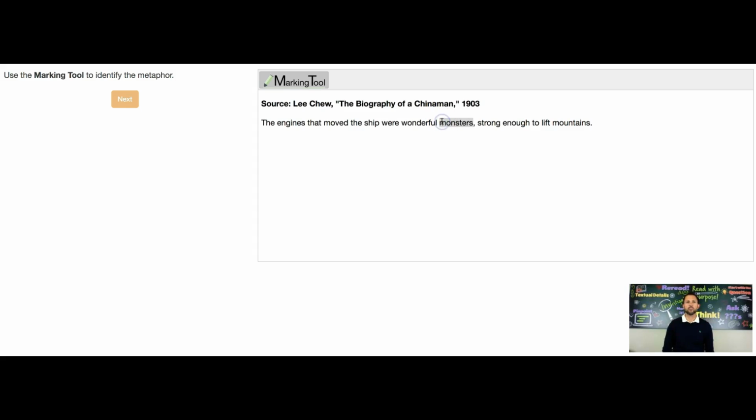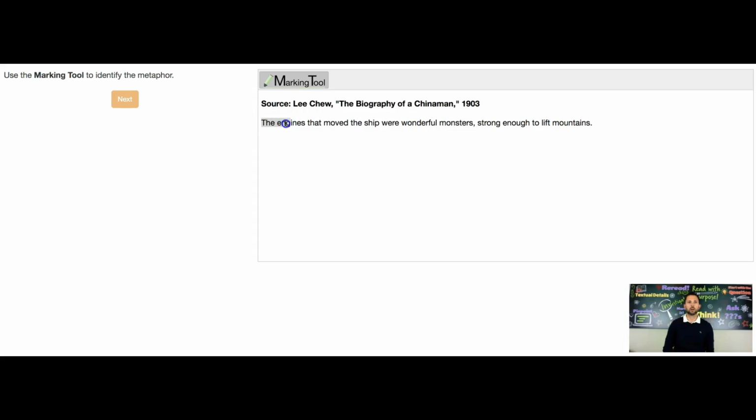Okay. First of all, the word monsters, we don't see that very often, especially when we're talking about an engine. So monsters, all right, well, that's interesting. Well, they're strong, and they're strong enough to lift mountains. Okay, well, the engine is the thing that's being compared. The engine is being compared to monsters. Okay, so the engines that moved the ship were wonderful monsters.